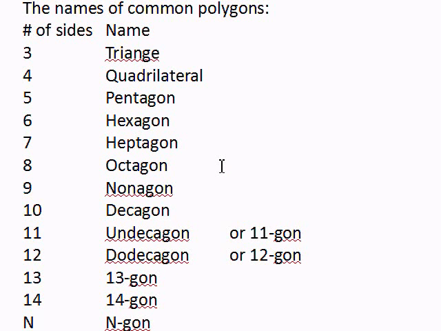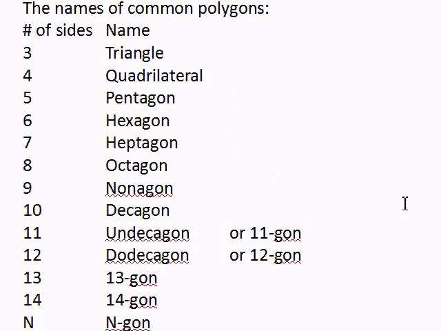You're going to need to know how to name a polygon based on its number of sides. If it has 3 sides, it is a triangle, 4 sides, quadrilateral, 5 pentagon, 6 hexagon, 7 heptagon, 8 octagon, 9 nonagon, that's a little bit of a weird one, 11 undecagon, 12 dodecagon.